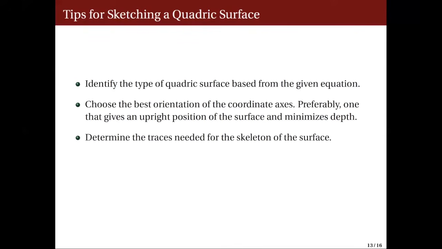Next is to determine the traces needed for the skeleton of the surface. And finally, you sketch those traces, and if possible, if there is an ellipse, you draw the ellipse or ellipses first. Let us now consider an example of a translated quadric surface, and let us use these tips to sketch the quadric.